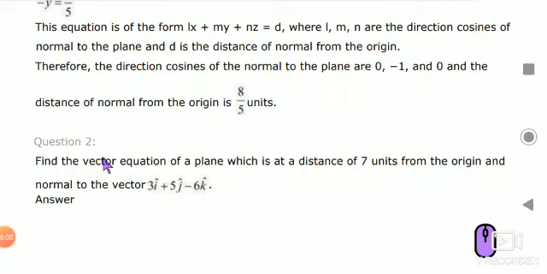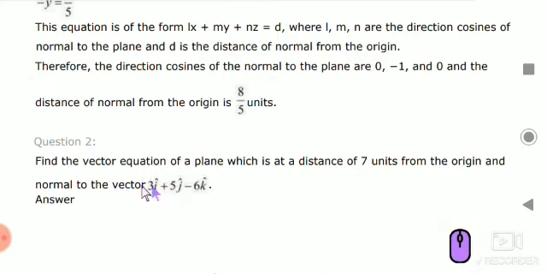Now dear students, these are the questions which are expected in the examination for 1 or 2 marks. Let us move to the next question, question number 2. Find the vector equation of a plane which is at a distance of 7 units from the origin and normal to the vector 3i plus 5j minus 6k.